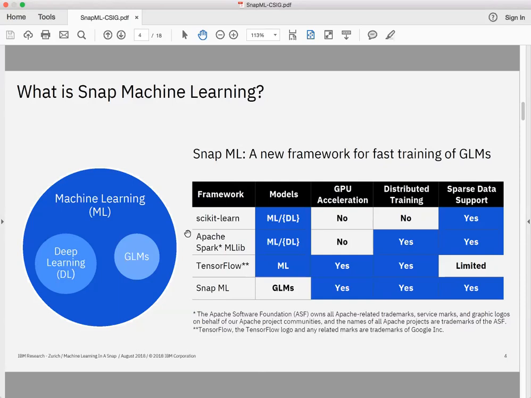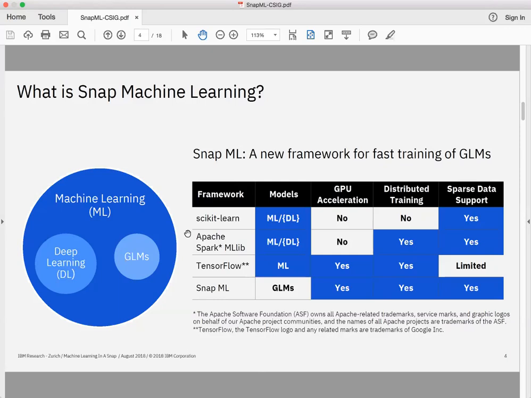Now, this is very important for GLMs. There are many applications, like, as I mentioned before, click-through prediction, as well as financial applications, where we have data that's nothing like images, which is used in deep learning very often. We have a highly sparse data set. So this is a very important feature, especially for GLMs.